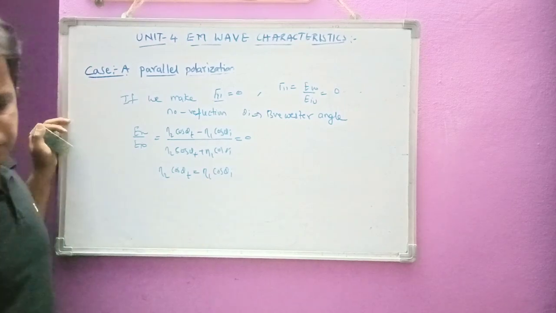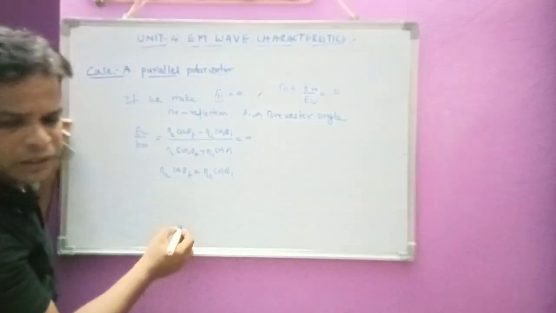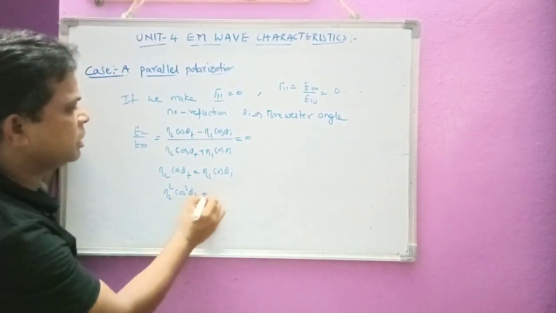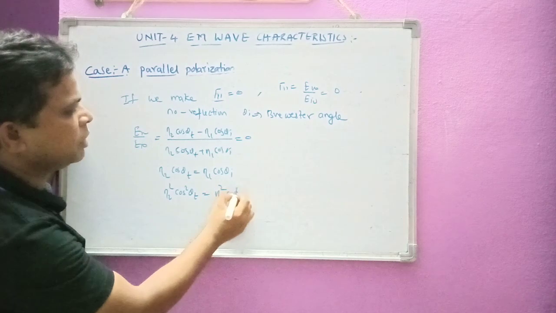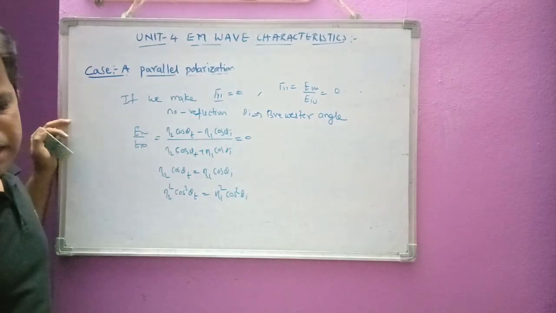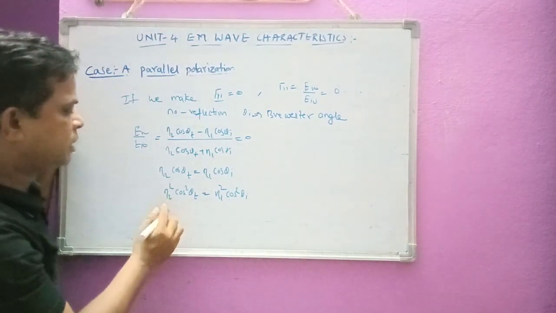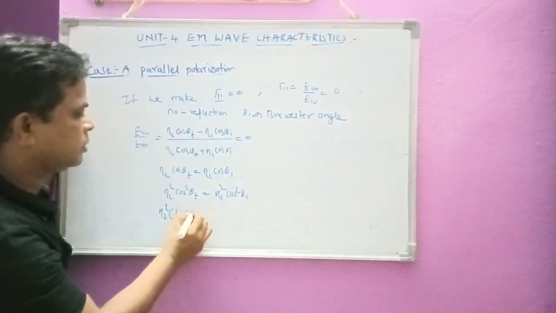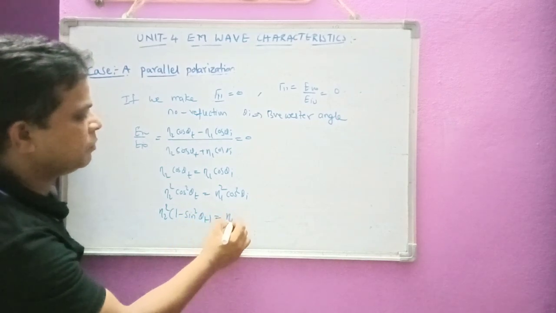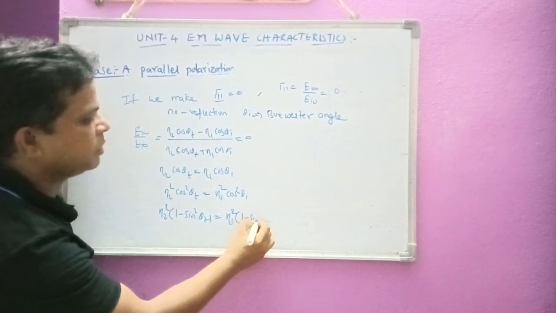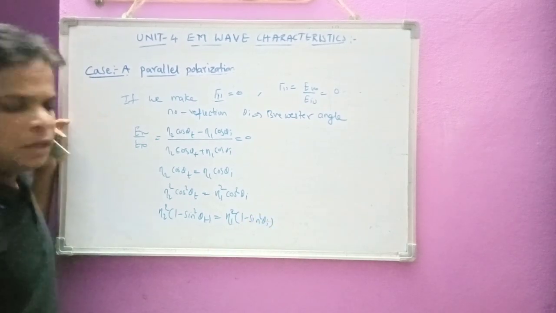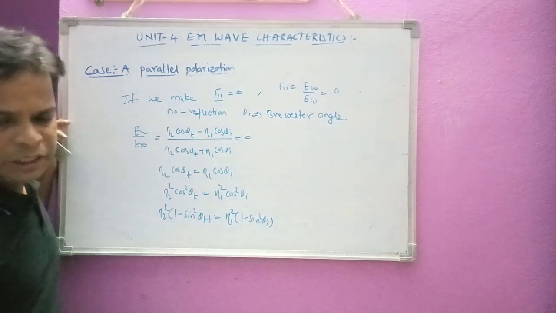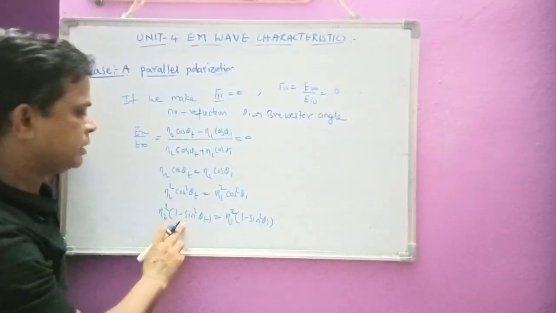Okay, so now squaring on both sides, this equation I can get here as eta 2 square cos square theta t, that is equal to eta 1 square cos square theta i. Okay, now I can make this equation in terms of sine. That is eta 2 square into 1 minus sin square theta t equals eta 1 square into 1 minus sin square theta i.